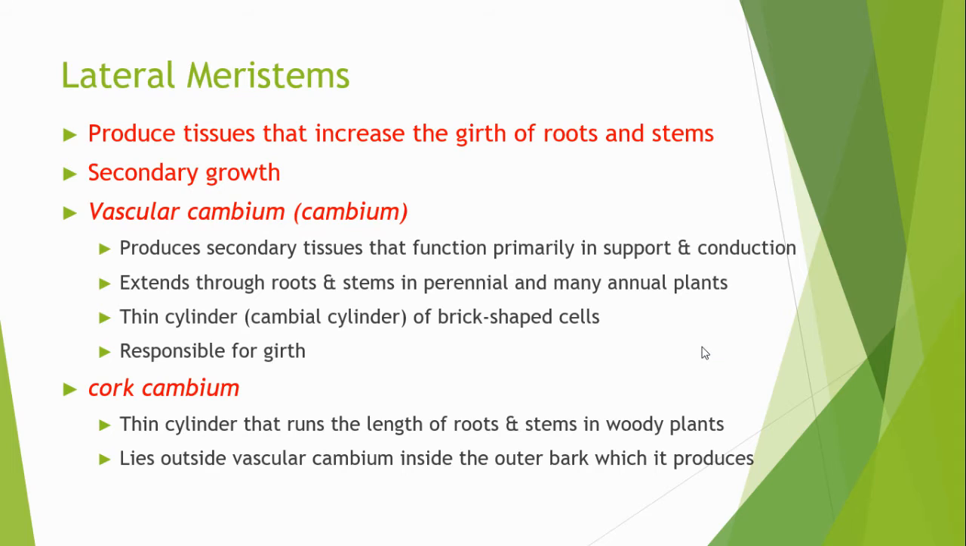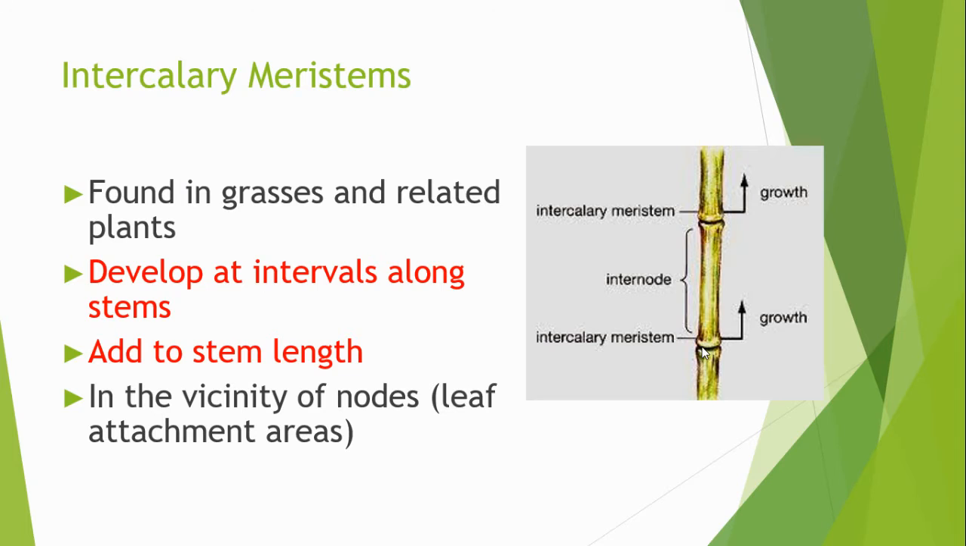Cork cambium is the other type. It's a thin cylindrical type of tissue that runs the length of the roots and stems in woody plants, and it lies outside vascular cambium and inside the outer bark, which it produces.